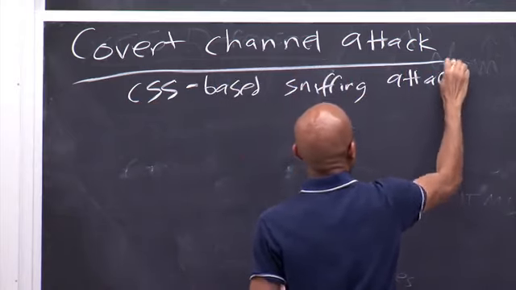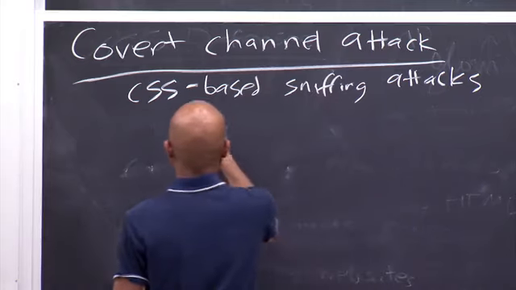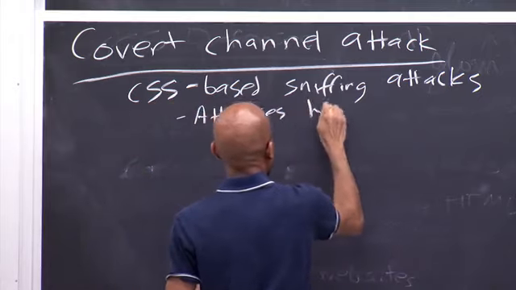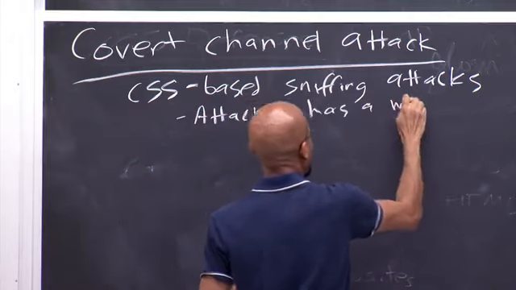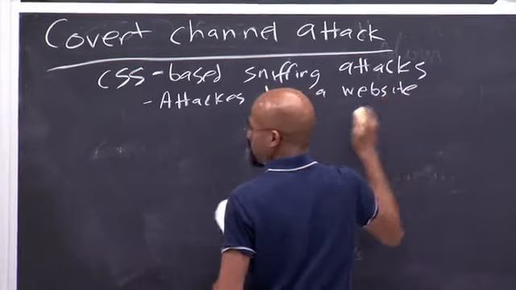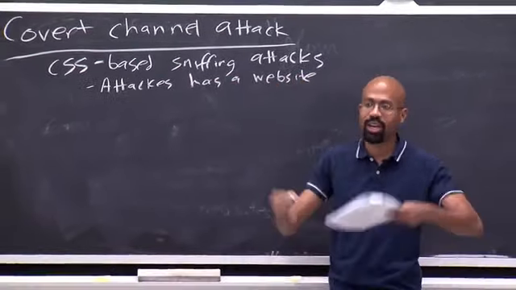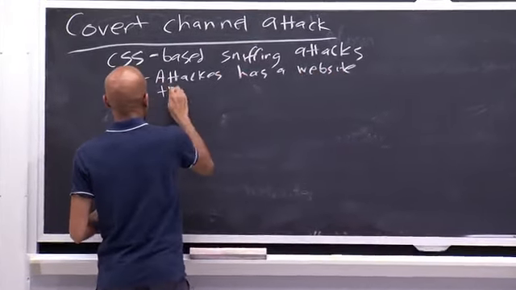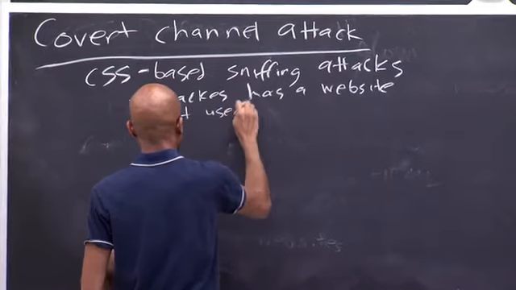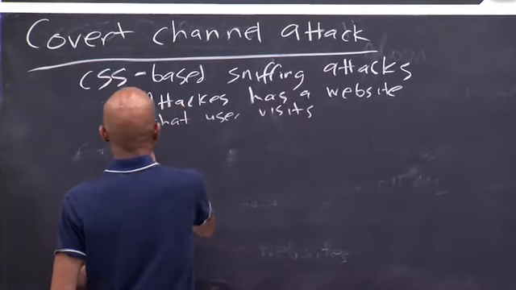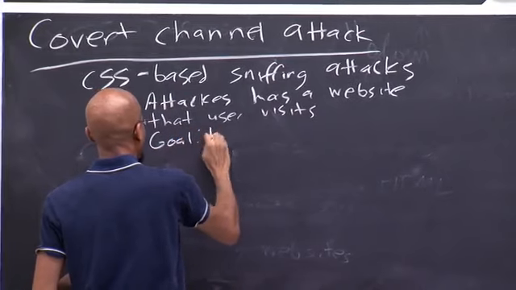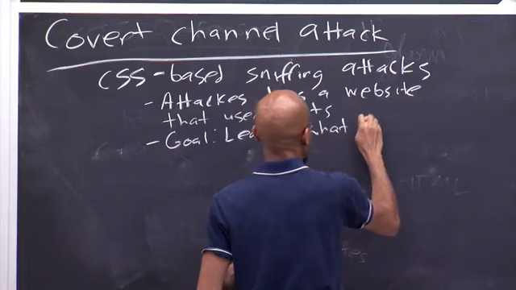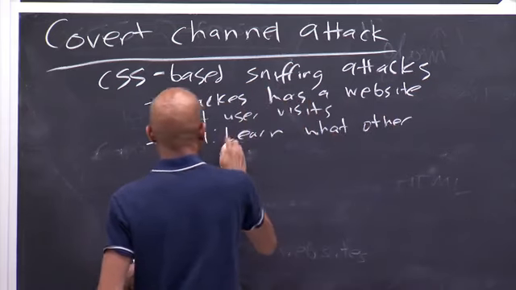So what is this attack all about? So the attacker has a website that the user can visit. And once again, getting a user to visit a website is usually pretty straightforward. You create ads, you send them a phishing email, whatever. So the attacker has a website that the user visits. And the goal of the attacker is to learn what other websites the user has visited.